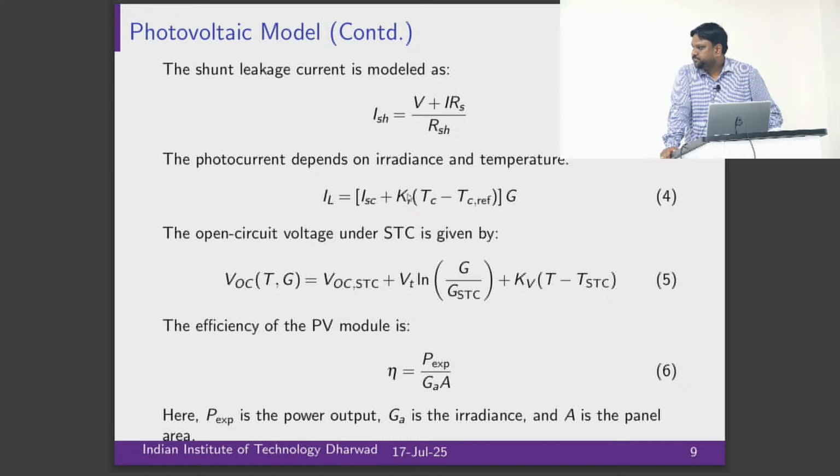Now, again, how to evaluate the efficiency of a PV module. It is the power you are getting at the output divided by the irradiance and the area of the panel. Okay. That means whatever power or energy is available from the solar, you may not get it directly at the output. It depends on many factors, as I mentioned, and that is how you calculate the efficiency. Okay. So, this is a very brief analysis of that equivalent circuit of a solar PV model.